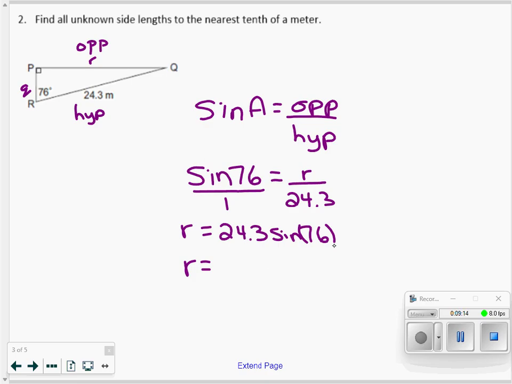So there's tenths. Tenth is how many decimal places? 1. Remember, it goes tenths, hundredths, thousandths, 10,000ths. Ones are the whole number. So 23 point, yes, meters.